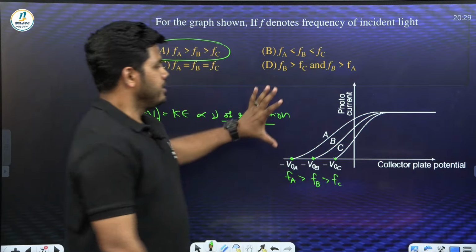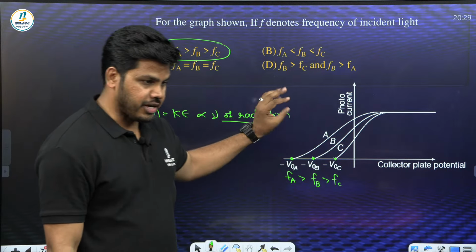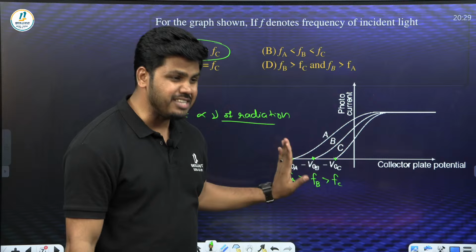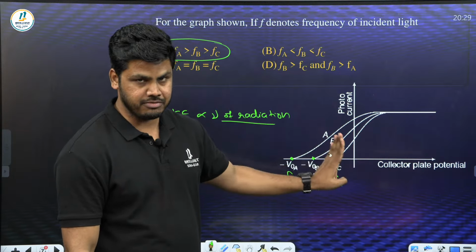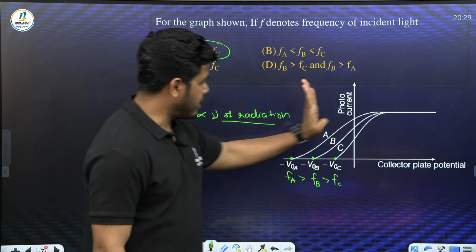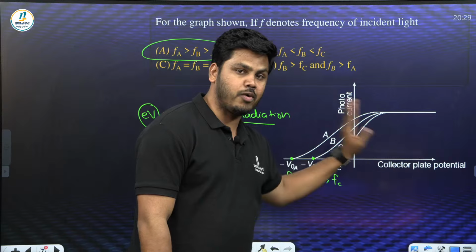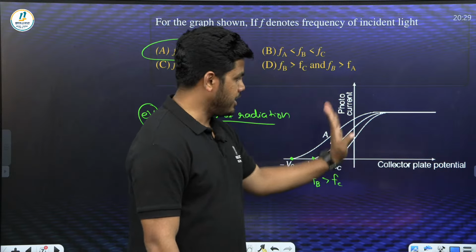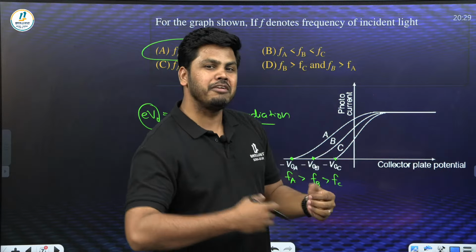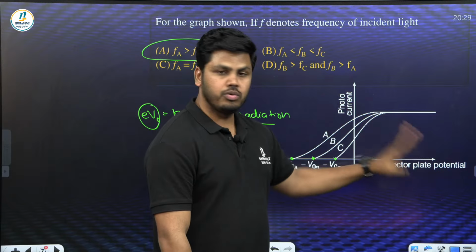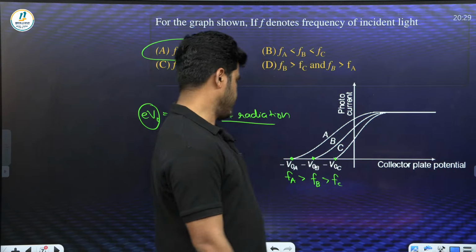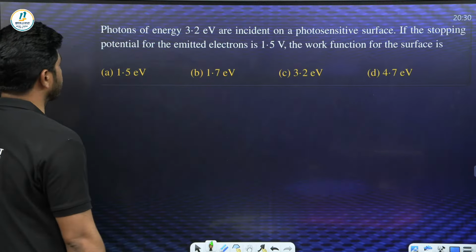So with graph questions, be very careful, because they look very similar when you just look at the graph. Read the question properly and try to understand what quantities are taken along the x and y axis. The same graph may give you different information if you change the quantities on the x and y axis. Moving on to the next.